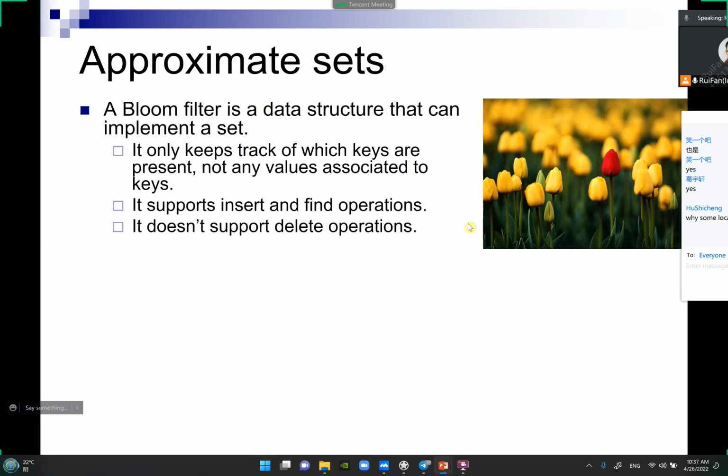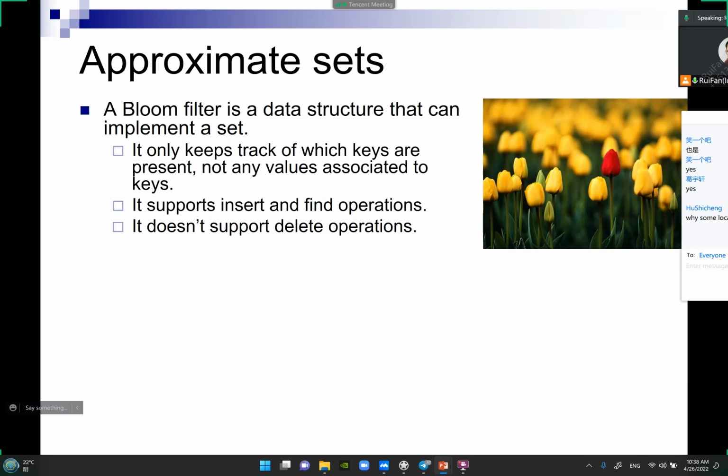So first of all, let's look at Bloom filters. A Bloom filter is a data structure. We just looked at hashing, which is a data structure, and a Bloom filter is also a data structure, and it does something similar to hashing. So a Bloom filter can also implement a set, meaning that you can insert things into the set, and you can check whether certain things are in the set.